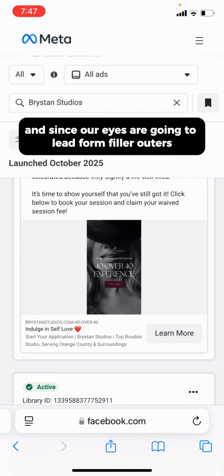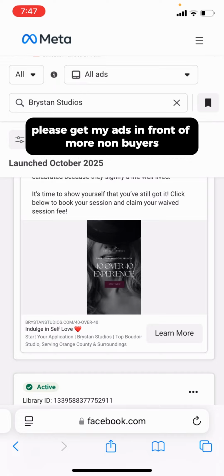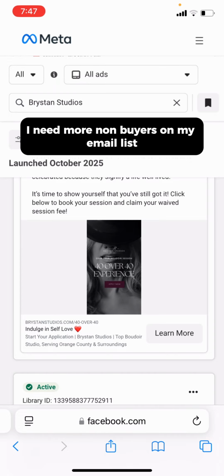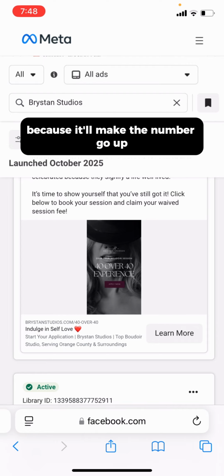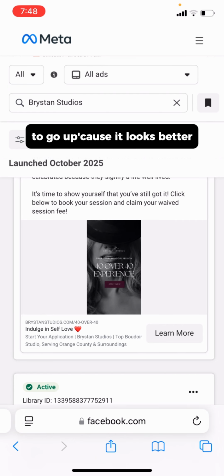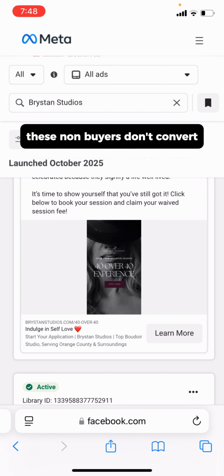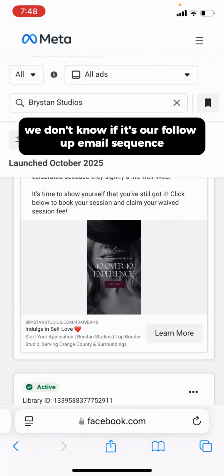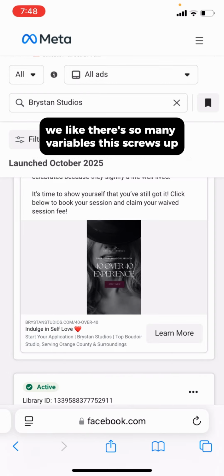And since our ads are going to lead form filler outers, aka non-buyers, we're telling Meta, yes, please get my ads in front of more non-buyers. I need more non-buyers on my email list because it'll make the number go up. Even though these people never buy, I want my number of non-buyers on my email list to go up because it looks better. And then the problem that results from that is, when these non-buyers don't convert, we don't know if it's our follow-up email sequence. We don't know if it's our offer. We don't know if it's our landing page. There's so many variables this screws up.